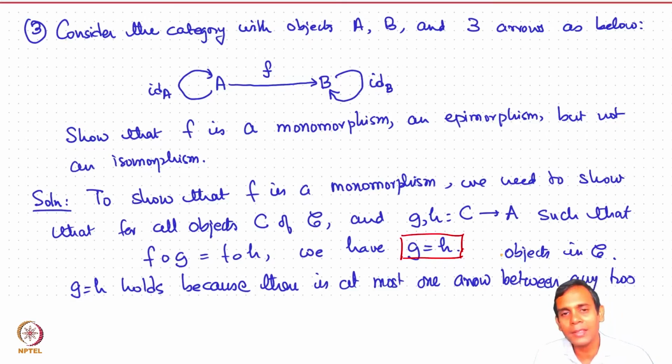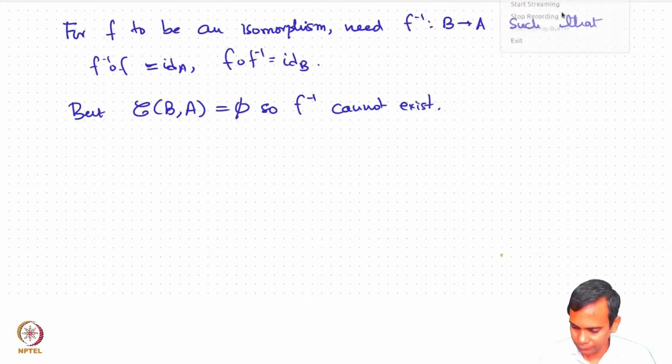So this again runs contrary to our intuition from set theory that if a function is injective and surjective, then by definition it's bijective. And so an arrow is an isomorphism if and only if it is an epimorphism and a monomorphism. But here we have an arrow that is both an epimorphism and a monomorphism, but not an isomorphism.